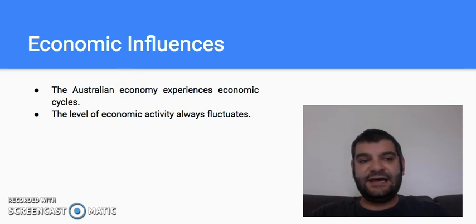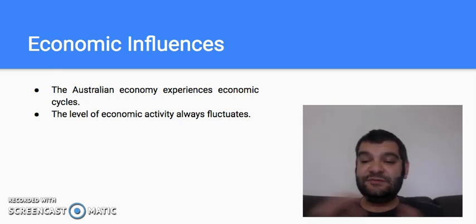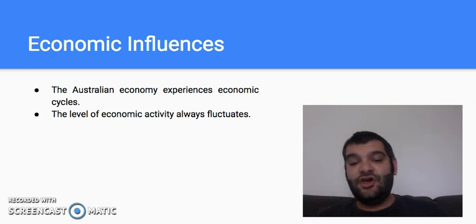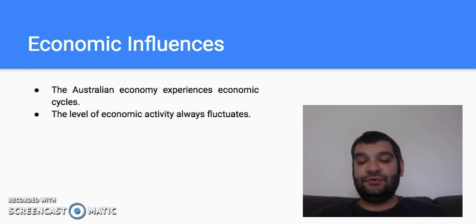The first external factor is economic influences. Now, the Australian economy experiences economic cycles of booms and busts, referred to as the business cycle. Now, because the level of economic activity is always fluctuating, always going up and down, no business is immune to the effects of the business cycle.